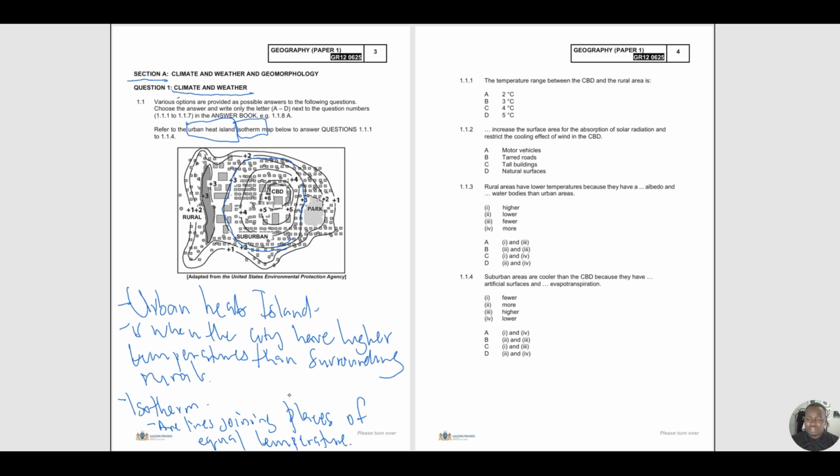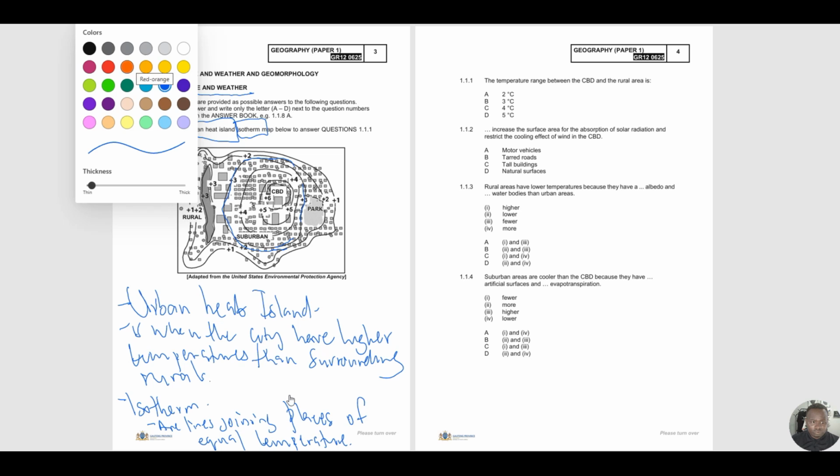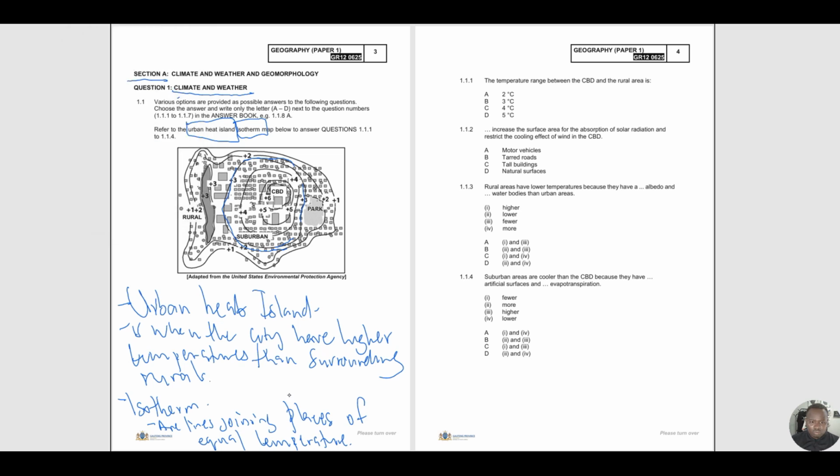1.1.1, the temperature range between the CBD and the rural area is. So we are looking at the difference in terms of temperature, and we know when we talk about the difference, we need to minus. So this is what we are going to do. Let me use orange. We go to CBD. Then we go to rural areas.